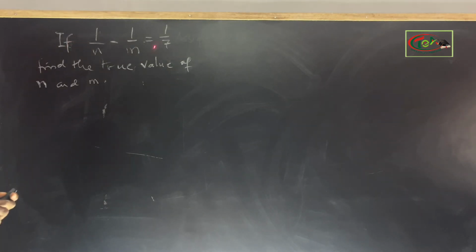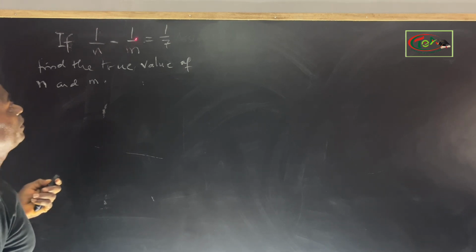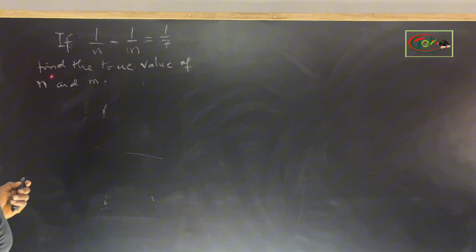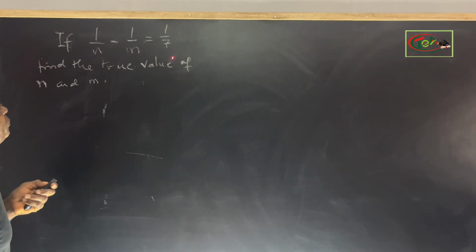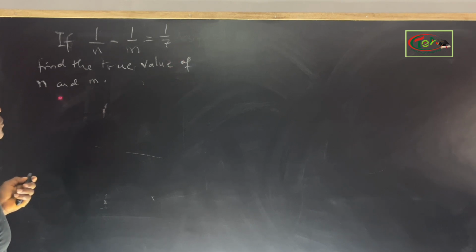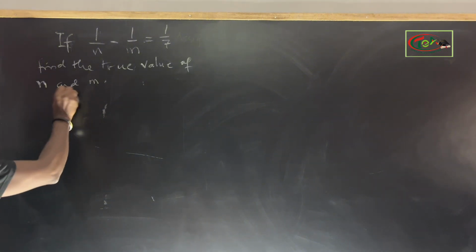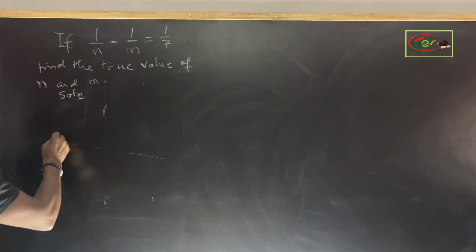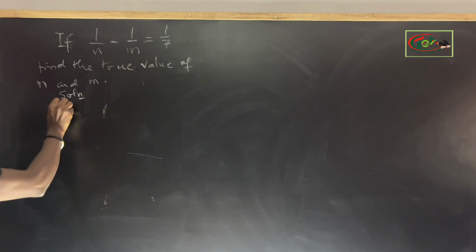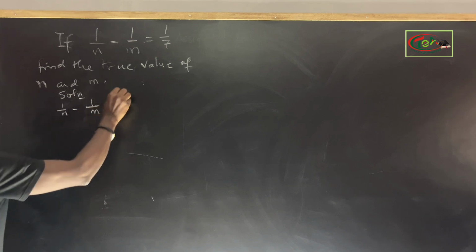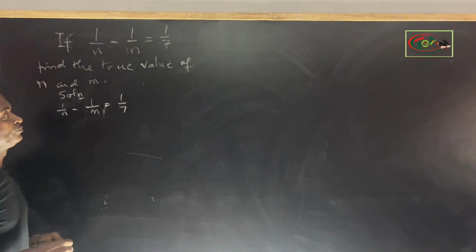We have this equation that says 1 over n minus 1 over m equals 1 over 7, and we are to find the true values for n and m. So the first thing we are going to do is to write our solution. We bring the question down: 1 over n minus 1 over m equals 1 over 7.